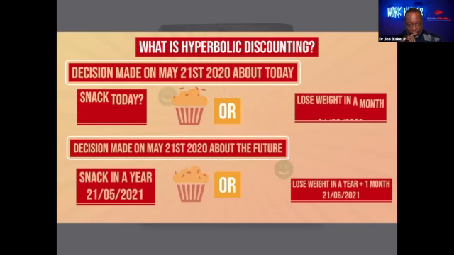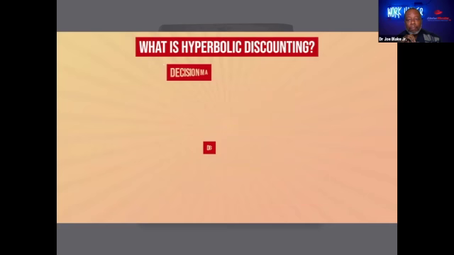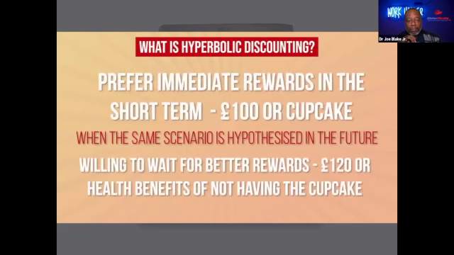In summary, individuals that hyperbolically discount during decision making are impatient and prefer immediate rewards in the short term. For example, in our scenarios, the £100 or the cupcake today. But when the same scenario is hypothesized in the future, they are happy to wait for better rewards, such as the £120 or the health benefits of not having the cupcake in a year and 1 month.